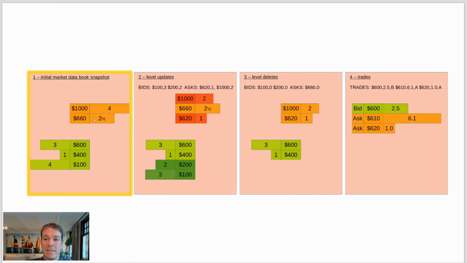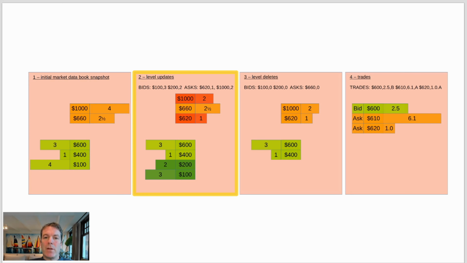Once you've received this initial snapshot, exchanges will then basically just stream the changes you need to apply to the snapshot, telling you which price levels need to be updated and which price levels need to be removed completely. By far, the most common approach is for an exchange to send you an array of the level updates, and each level update contains the price and the new quantity available at that level. Often if that quantity is 0, it means delete that level from your order book.